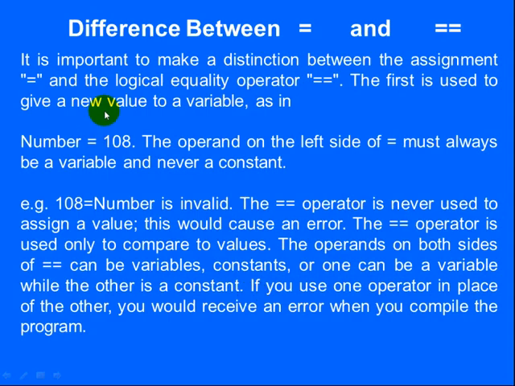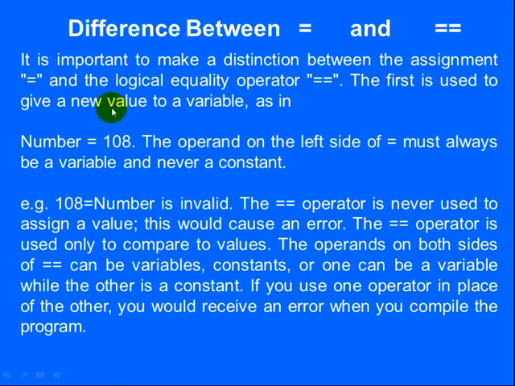Now at this point, it is very essential to understand the difference between the assignment operator and the equality operator. It is important to make a distinction between the assignment operator, which is denoted by a single equal to symbol, and the logical equality operator, meaning 2 times equal to symbol. We call it the logical equality operator, the reason being that its output is always logical, that is true or false.